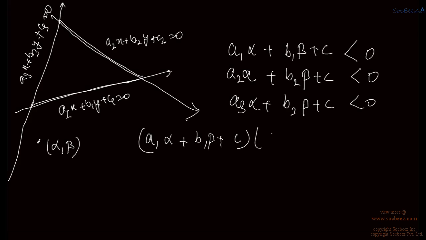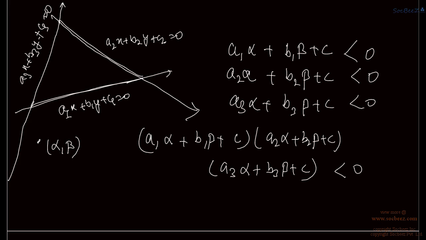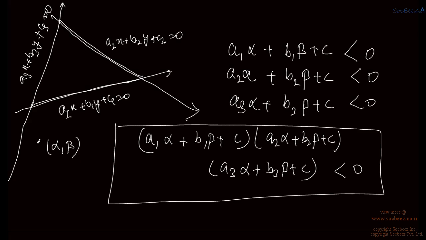That means (a1 alpha plus b1 beta plus c1) times (a2 alpha plus b2 beta plus c2) times (a3 alpha plus b3 beta plus c3) is less than 0. Since these three are less than 0, negative times negative times negative is less than 0. So if a point alpha, beta lies outside a triangle, then this must be valid. This must be valid.